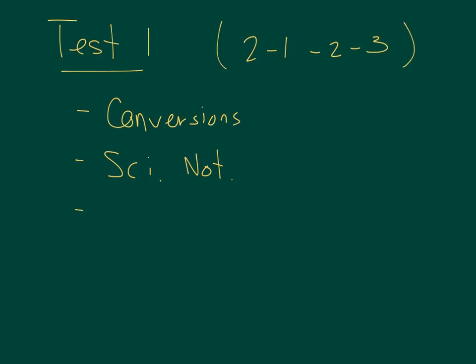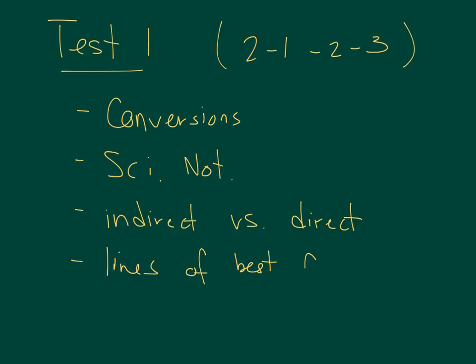We did one other thing prior to 2.1 to 2.3. Actually, two other things, really. Indirect. Yeah, we talked about indirect and directly proportional. And then we also quickly, if you remember in your lab, went over graphing and lines of best fit. Okay, so given a certain set of data, being able to create a line of best fit with that data. Those are the 4 things we did prior to starting section 2.1.